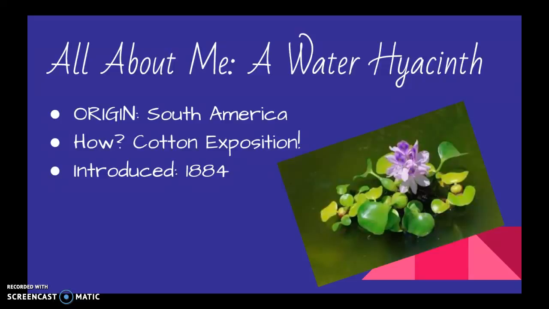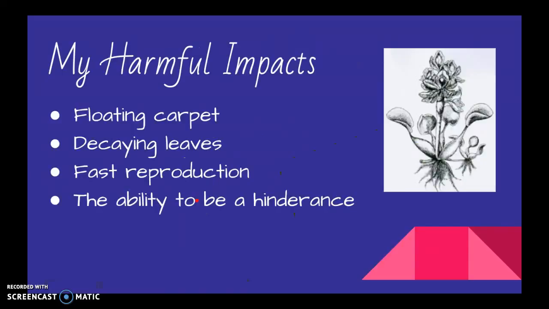The water hyacinth is originally from South America, but it was introduced into Louisiana around 1903 during the Cotton Exposition in New Orleans. Another earlier date that it could have been introduced is 1884. It is considered an invasive species because it forms a floating carpet on top of bayous, ponds, and lakes, which blocks sunlight from the submerged plants. This results in low oxygen levels and the death of the submerged plants or animals. Also, when the leaves decay, the sediment falls to the bottom of the water, which increases sedimentation rates in waterways.